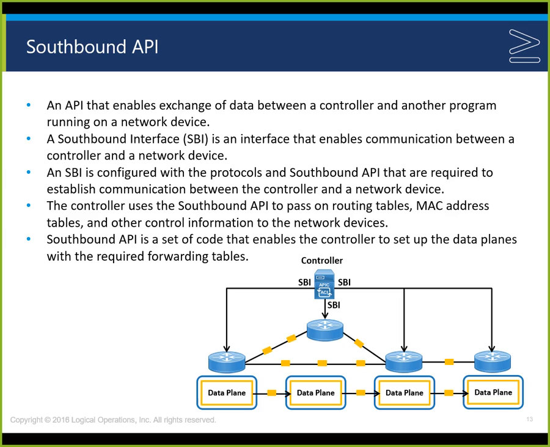Southbound interface: an API enables exchange of data between a controller and another program running on a network device. It is an interface that enables communication between a controller and a network device. It is configured with protocols and the southbound API required to establish communications between a controller and the network device. The controller uses the southbound interface to pass routing tables and MAC address tables, so it sends all of the information that the data plane needs to do its job.